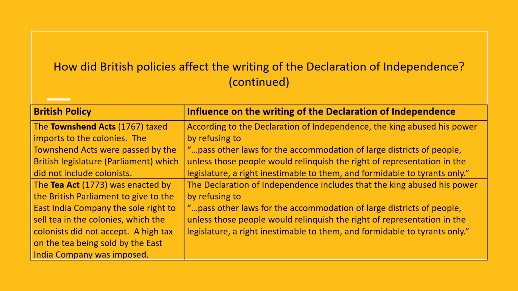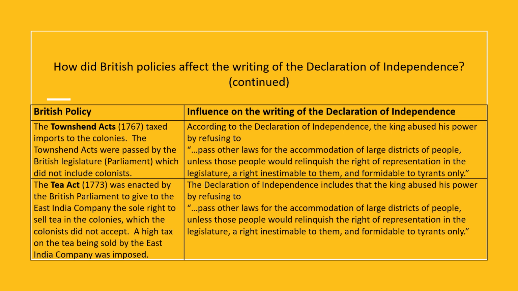The Townshend Acts taxed imports to the colonies. The Townshend Acts were passed by the British legislature, which did not include colonists. So that means that if the colonists wanted to import particular goods, fabric, food, tea, military equipment, etc., they had to pay a tax on that import to the British government.